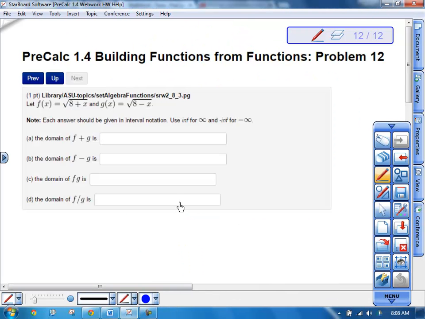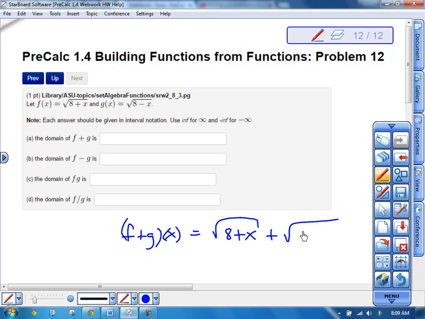All right, next question then wants the domain of f plus g. So if we add these functions together, f plus g of x gives us this new function, which unfortunately these aren't like terms, so I can't really simplify this at all. So I'm going to have to leave it just like that.